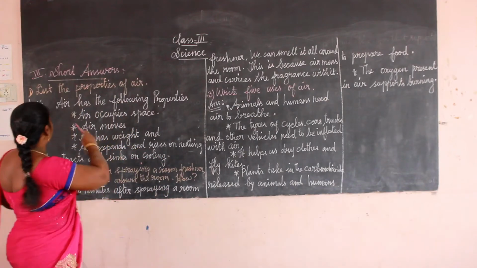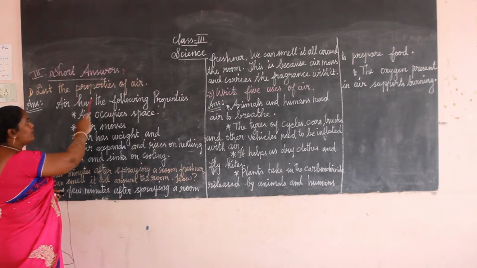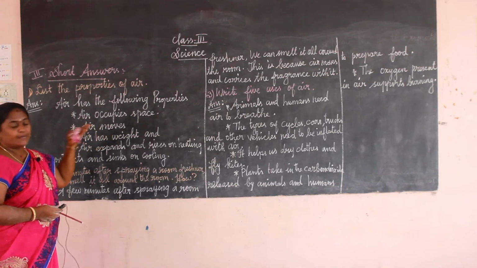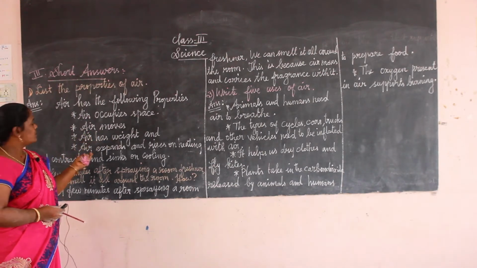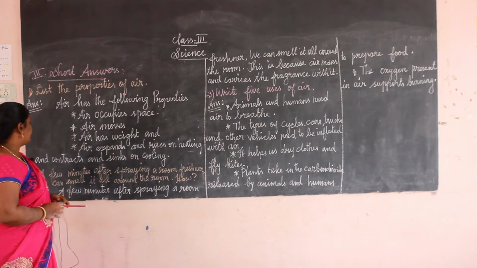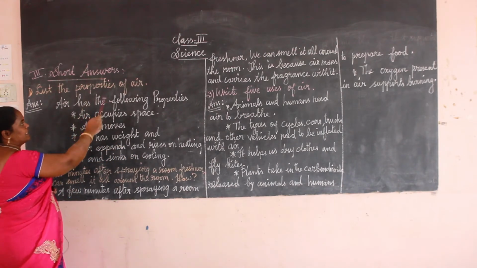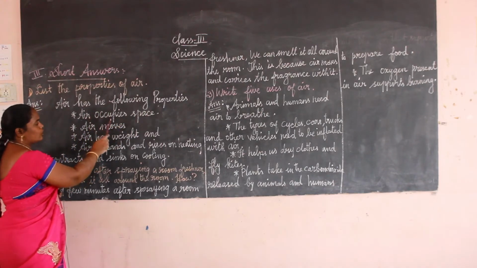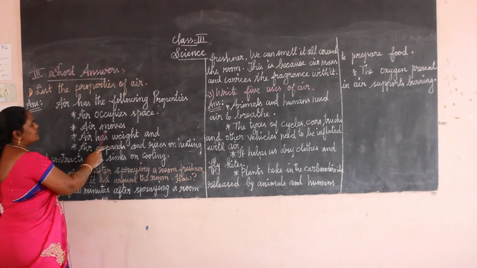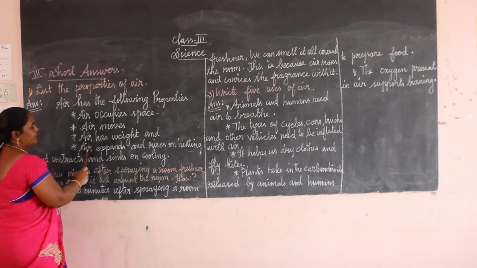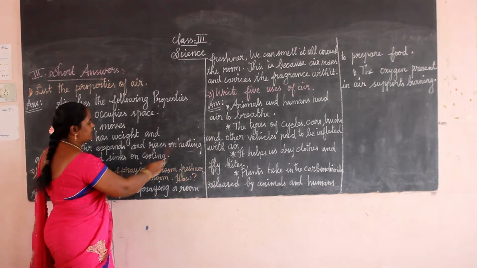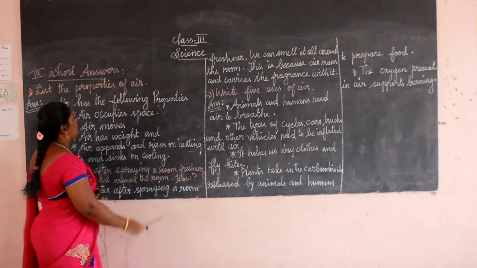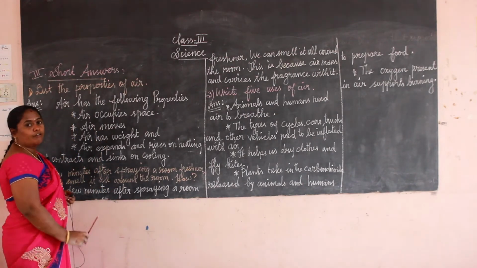Okay, next Roman letter, short answer. List the properties of air. What are the properties of air? Air has the following properties. Air occupies space, air moves, air has weight, and air expands and rises on heating and contracts and sinks on cooling. Okay, these are all the properties of air.